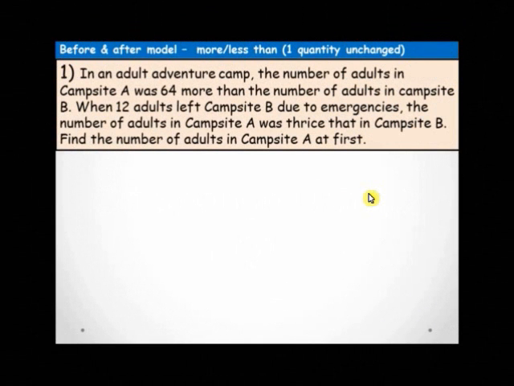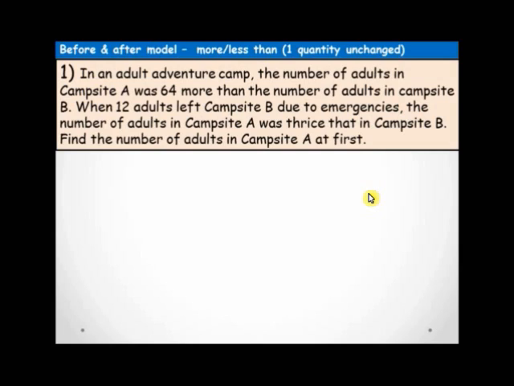Okay, good morning children. We are still doing the before and after model, more or less than, unchanged identity concept. Now this is unit 1.2 of your On Sponge workbook. In this unit 1.2, we'll look at question 1.